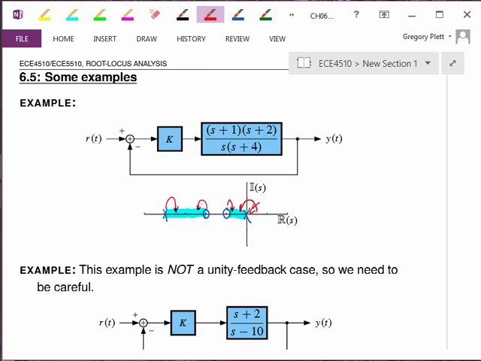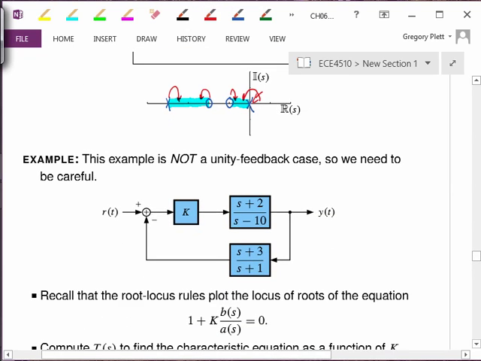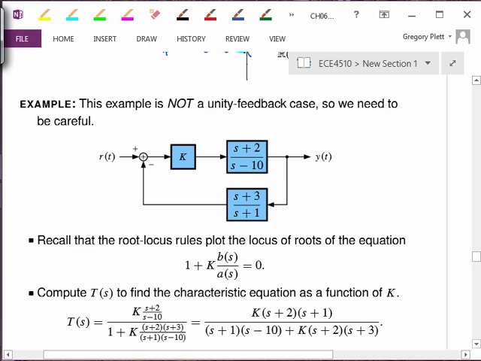Next one is actually quite a bit more difficult. It doesn't look that much more difficult, but it is. This here is, again, a feedback configuration, but it's not a unity feedback configuration. So immediately we have to be very, very cautious because the rules that we developed apply to the unity feedback case. So we have to go all the way back to the definition and say the root locus plotting rules apply to things that look like 1 plus k times b(s) over a(s) equals 0.